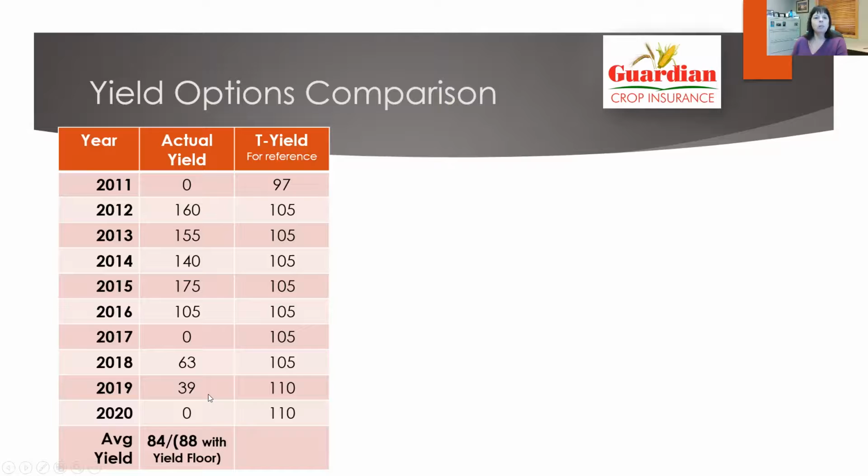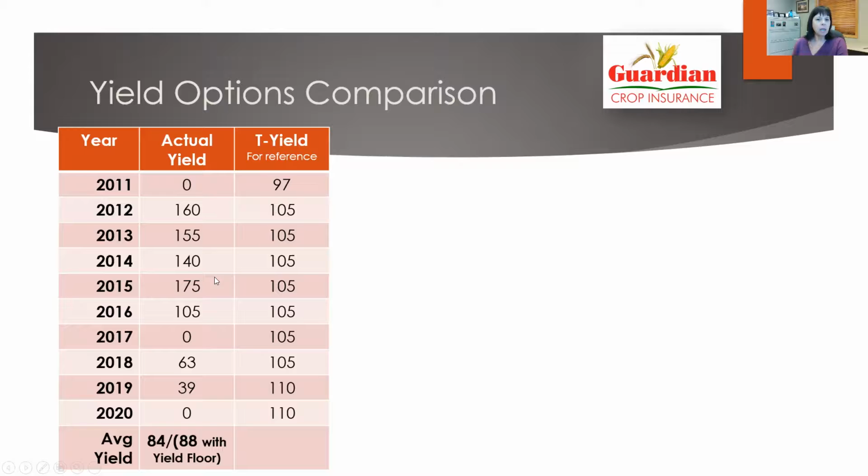2019, we've got not so good year, but we did harvest something. In 2020, oh, total wipeout, hailstorm, wiped it all up. So if you had no yield options added to your policy, you would take all 10 years, add them up together, divide by 10, and you would have an 84 bushel average.